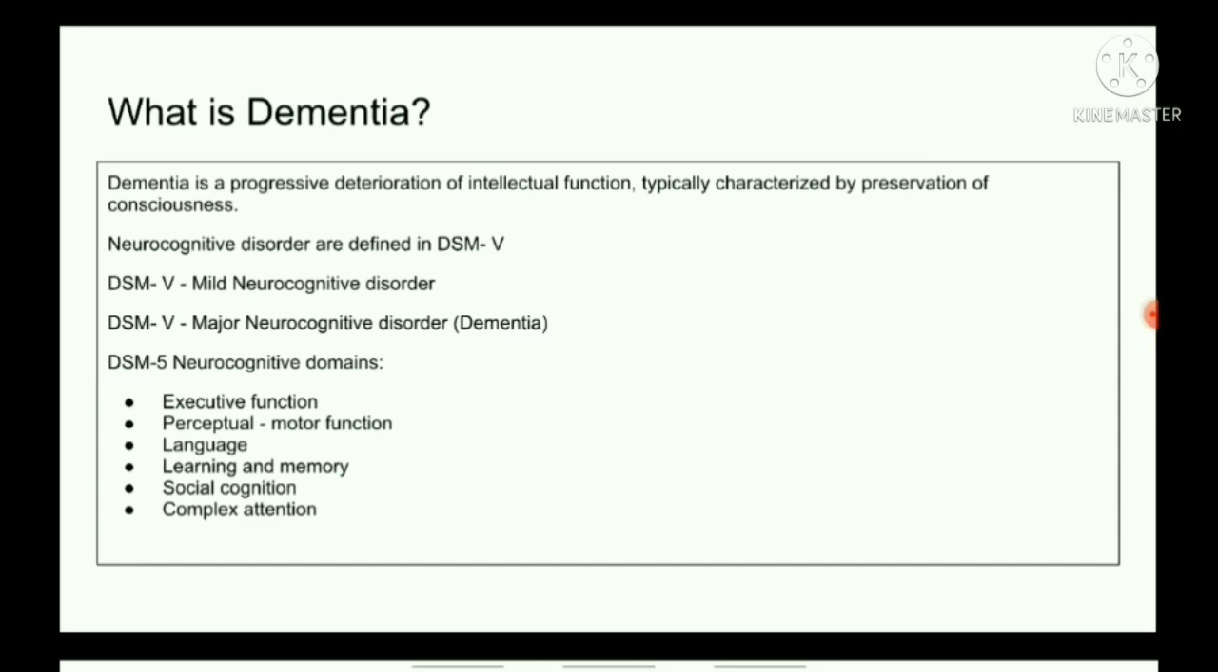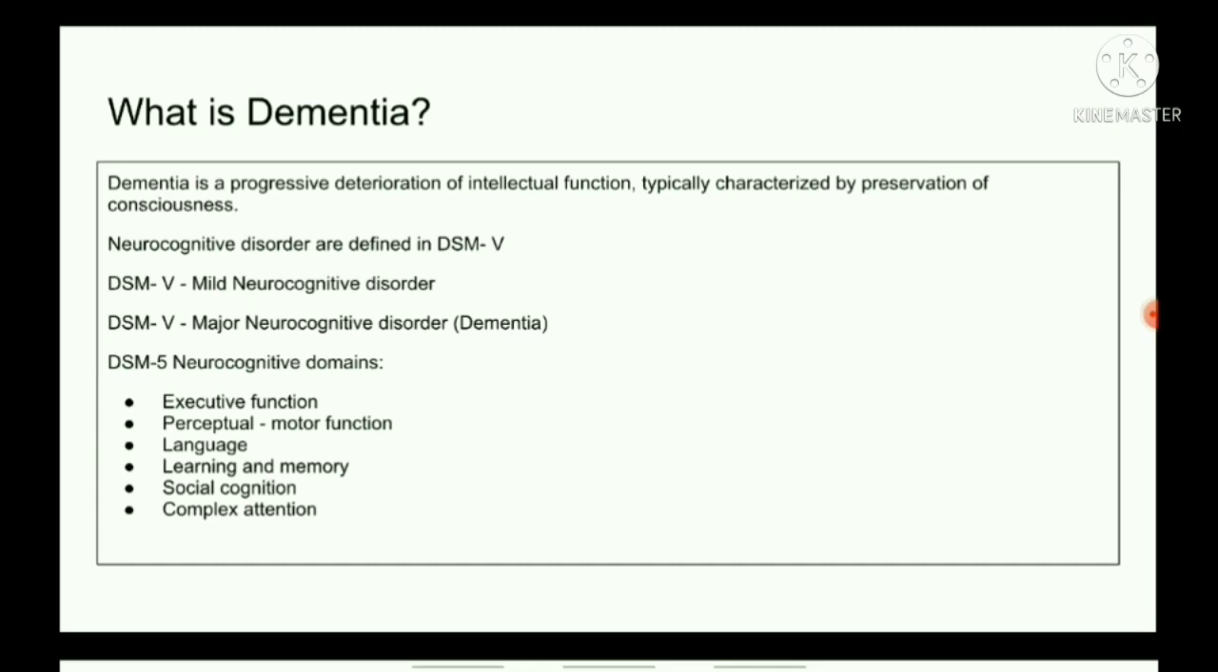The first one is executive function. This involves planning and decision making. Second one, perceptual motor function. This involves perceiving the visual world around you and coordinating your motor movements. The third one is language. This involves naming objects and finding the right word.